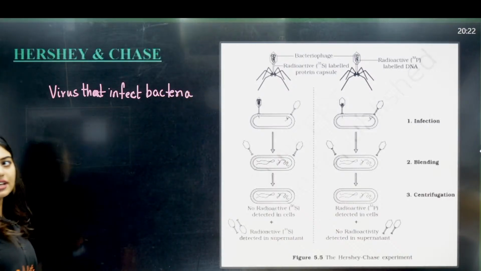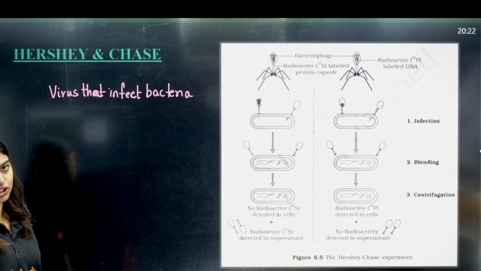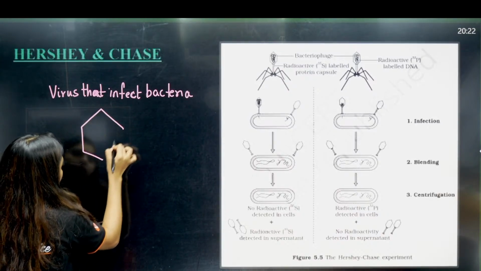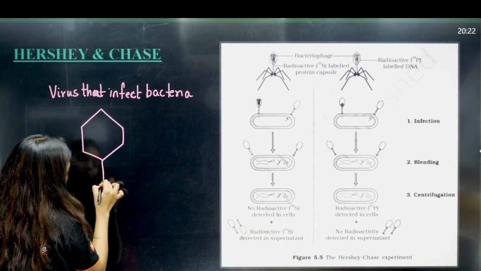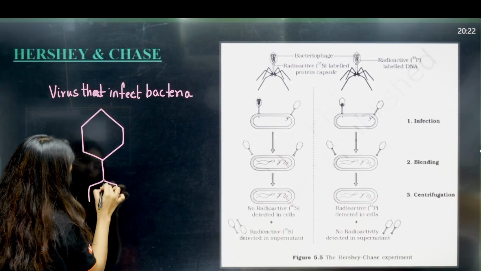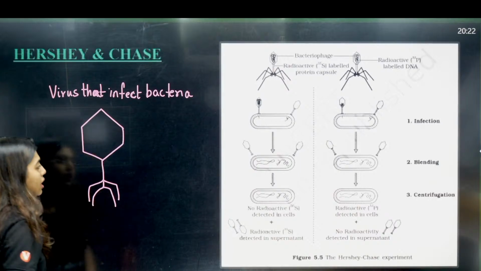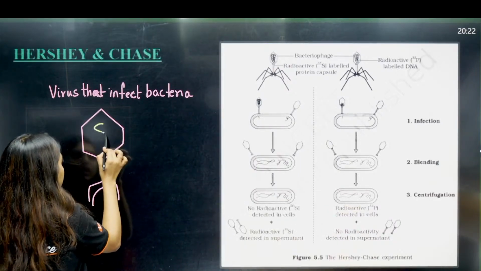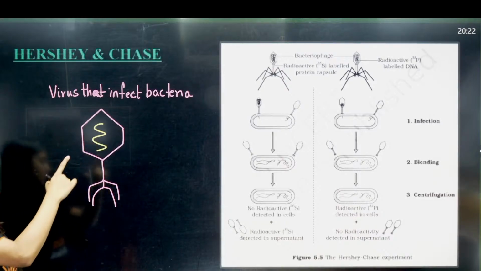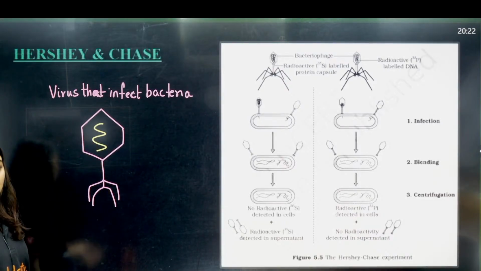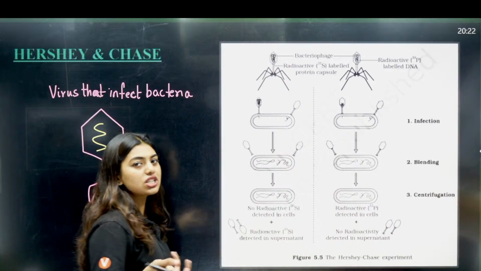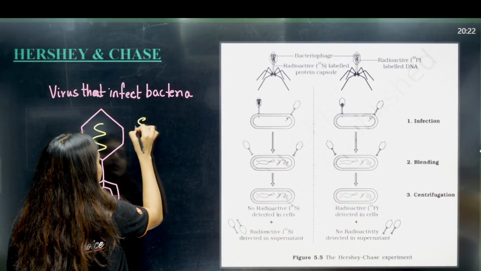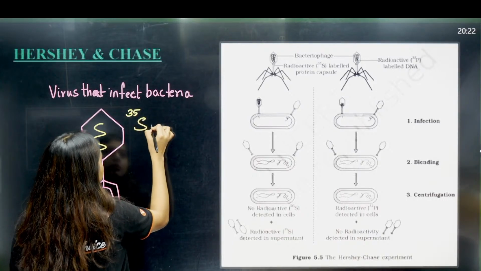A virus that infects bacteria is called a bacteriophage. Now they took this bacteriophage. This is your bacteriophage. It has a protein coat, and it has a tail-like structure. Inside this, what is going to be there? The genetic material, DNA, is going to be there, and it was tested on E. coli. The moment it finds a host, it is going to release the genetic material. Here what they took is S35, a radioactive substance.